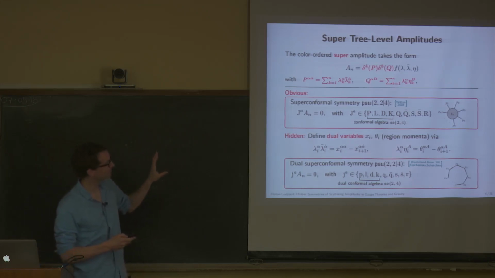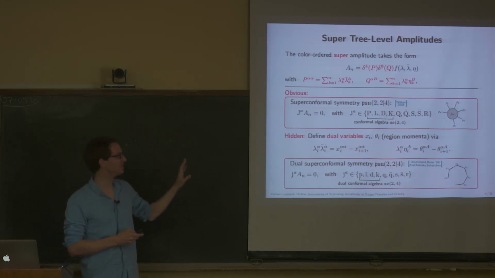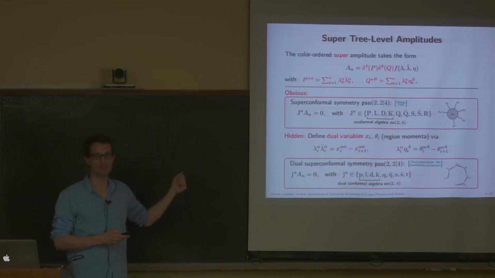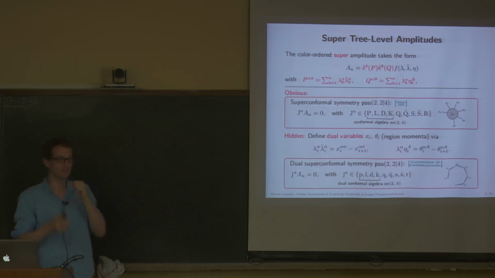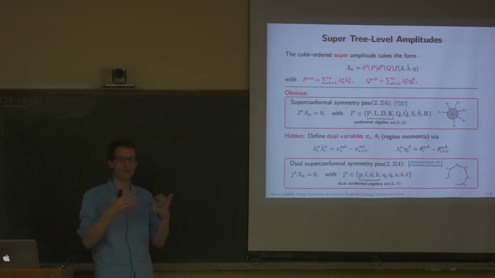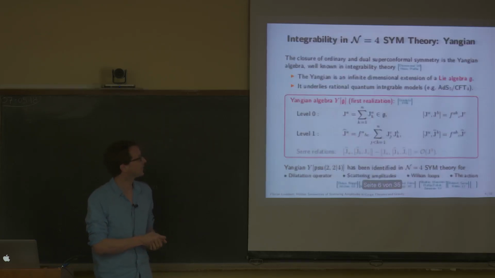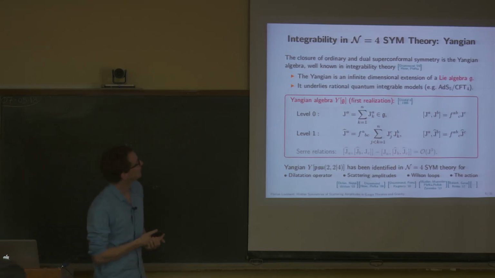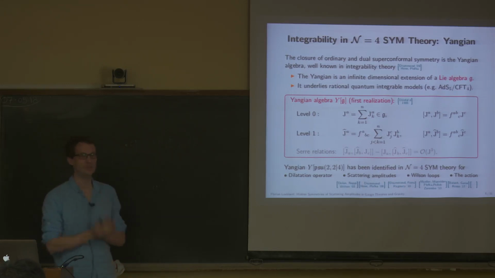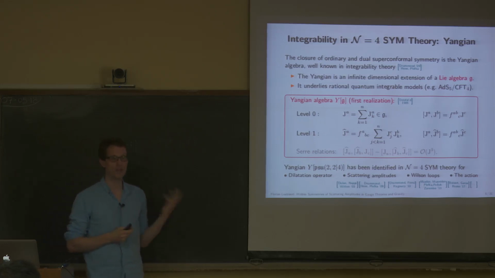So a natural question is, what happens if I combine these two algebras, right? At the moment, I have two separate algebras in different variables. And what happens, for example, if I commute two of these generators, one from the first and one from the second algebra? The answer is that you generate the so-called Yangian algebra, which is well known from integrability, which is an infinite dimensional algebra and an extension of an ordinary Lie algebra. And it analyzes so-called rational integrable models.